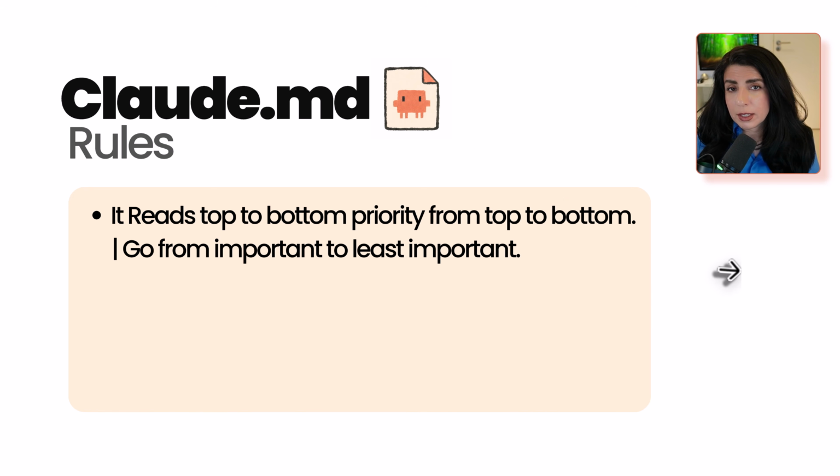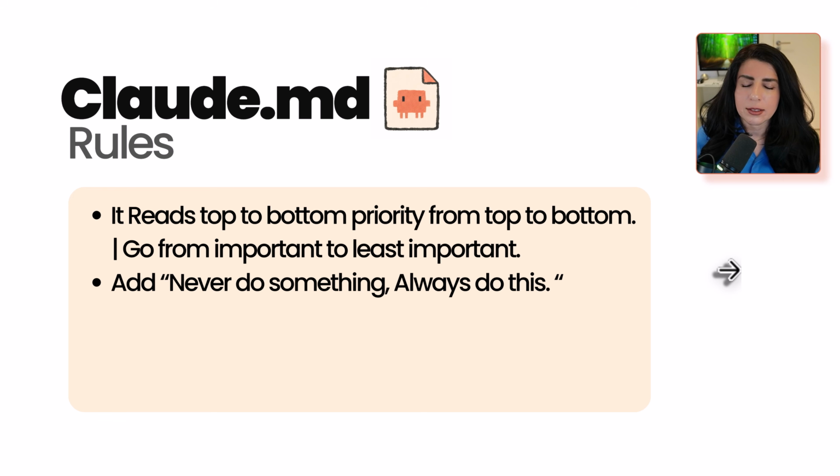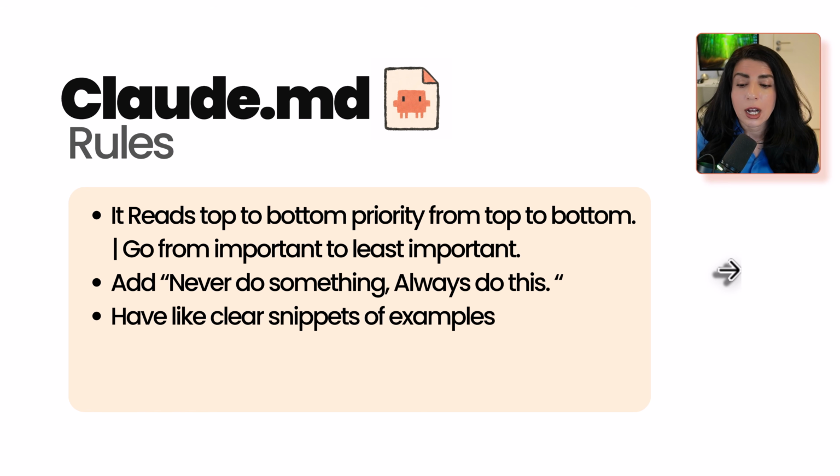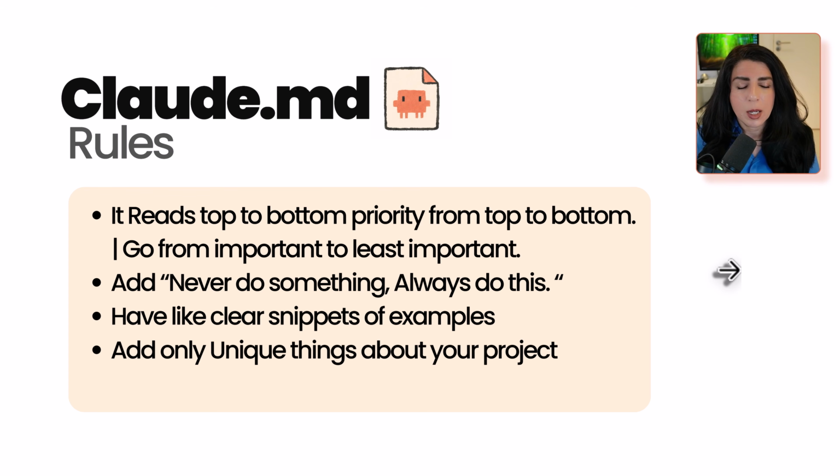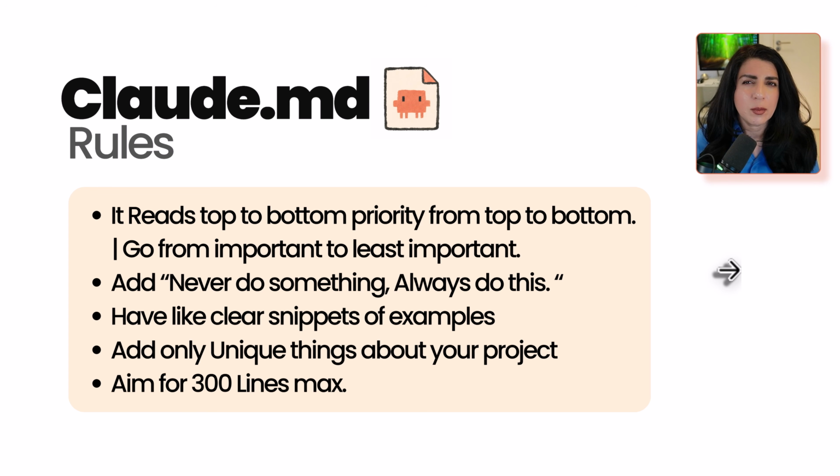These are the rules I think will help you. Priority from top to bottom, so go from most important to least important. Add text like, never do something, always do this. Have clear snippets of examples. Add only unique things about your project and aim for about 300 lines max. Otherwise, it just bloats your context.